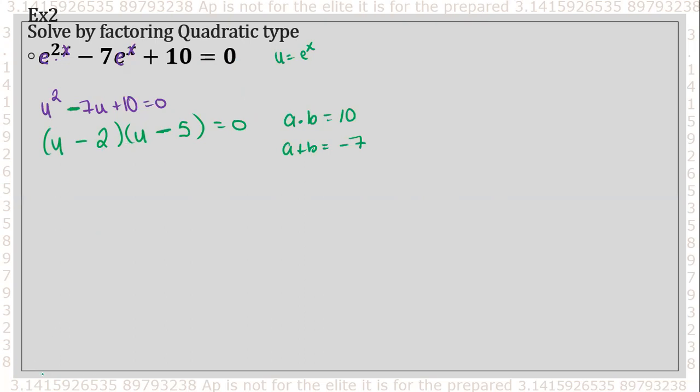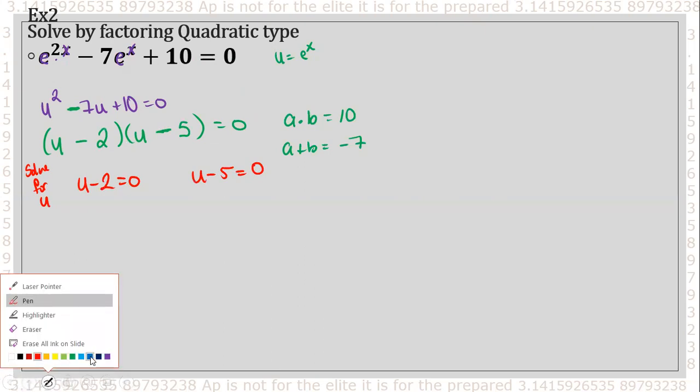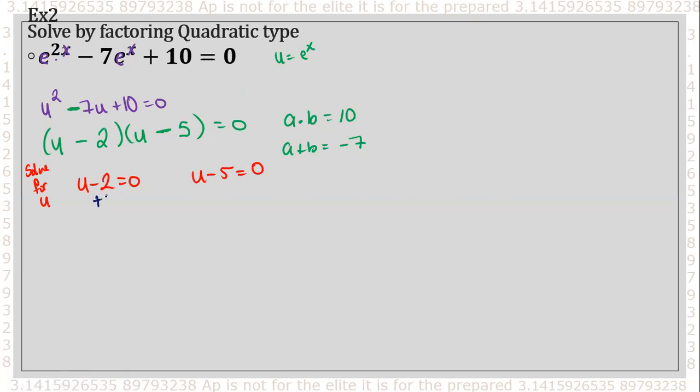Okay, so let's go ahead and solve for this. So we're going to go ahead and solve for u. So this time I got u minus 2 equals 0 and u minus 5 equals 0. So from here I got a plus 2, so u is equal to 2. And in this case we're going to do it a little bit quicker to save time. u is equal to 5, right? And move the 5 over to the right.